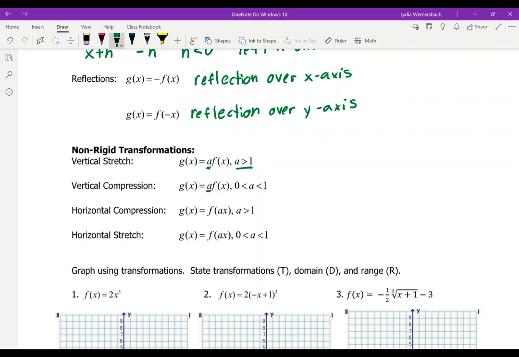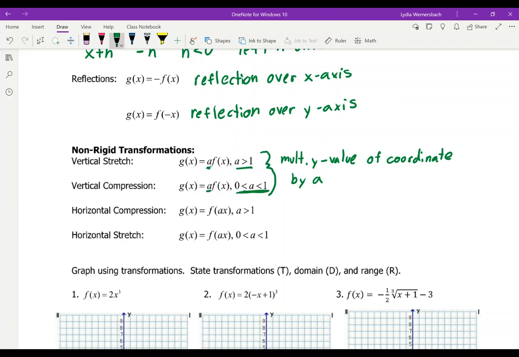And we will get into some practice with that. So when it is between 0 and 1, so not necessarily a fraction, it could be a decimal or something like that, but something like 1/2, 1/3, 2/3, anything between 0 and 1, we call that a vertical compression. And so the way that we do those vertical stretches and compressions is we will multiply the y value of a coordinate by whatever that coefficient is.